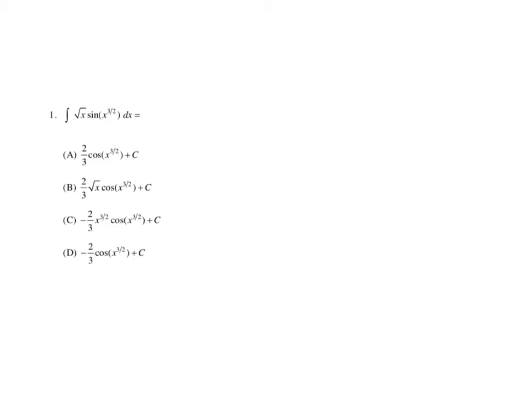The answer to number 1 is D. To get there, we're going to let u be x to the 3 halves. So du/dx is 3 halves x to the 1 half. Oops, 1 half. So du, and that 3 halves, I'm just going to make it a 2/3 on the other side. So 2/3 du over x to the 1 half is dx.